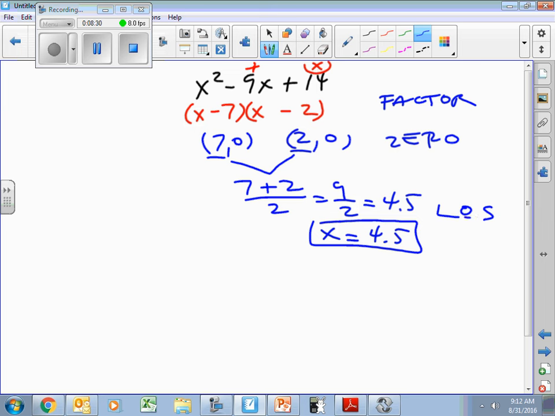So it's not like the x coordinate? Say again, please. So for the y coordinate, we're going to plug in the x and then solve it out?